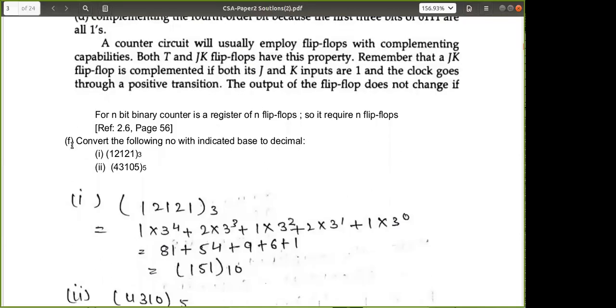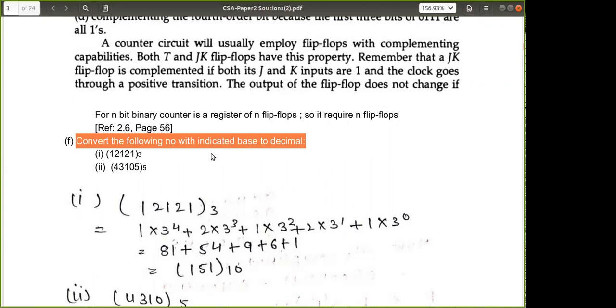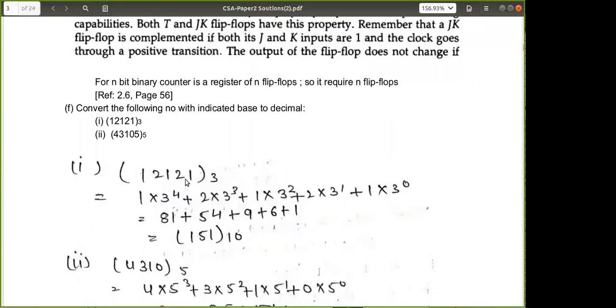Now the question: convert the following number with the indicated base to decimal. So that is a very simple question. The base is 3. So we have to write the indexing. Index is 0, index is 1, index is 2, index is 3, index is 4. So we have to write 3 to power 0, 3 to power 1, 3 to power 2, 3 to power 3, and 3 to power 4. And then we have to write 1, 2, 1, 2, 1.